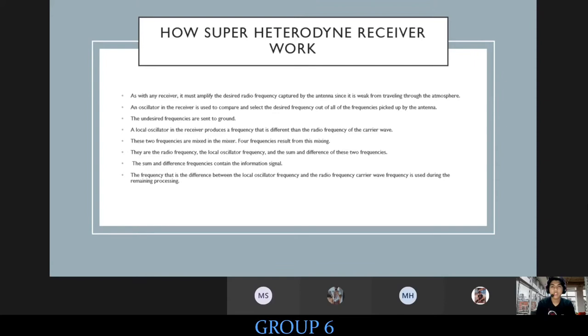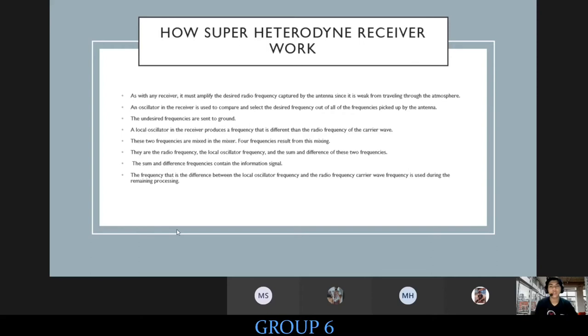A local oscillator in the receiver produces a frequency that is different than the radio frequency of the carrier wave. These two frequencies are mixed in the mixer. Four frequencies result from this mixing. They are the radio frequency, the local oscillator frequency, and the sum and difference of these two frequencies. The sum and difference frequencies contain the information signal. The frequency that is the difference between the local oscillator frequency and the radio frequency carrier wave frequency is used during the remaining process.